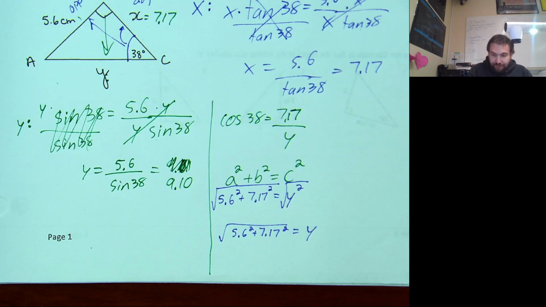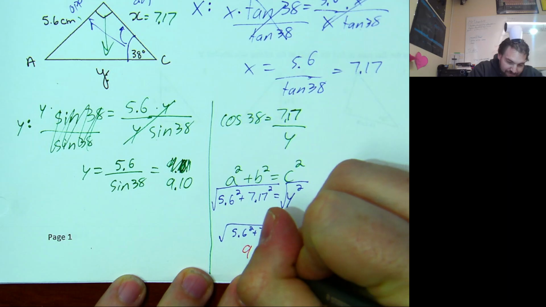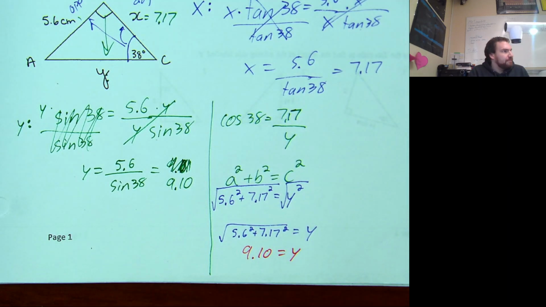Well, you want to round it to decimal places? Yep. It's 9.10. 9.10 equals y. Well, isn't that fun? Are we cool with how this thing gets punched into a calculator?